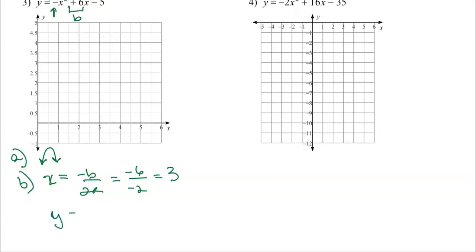Okay, now get the y. So far my vertex is going to be 3 comma, let's get the y value. So my x was positive 3.